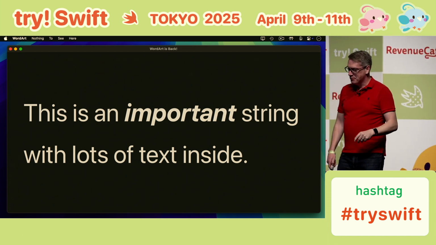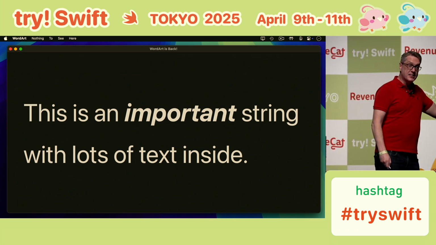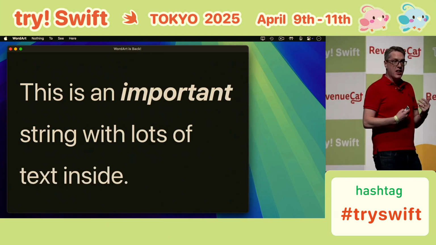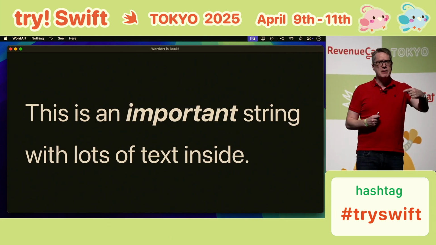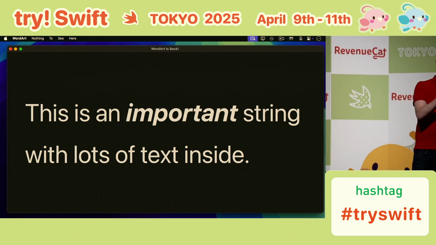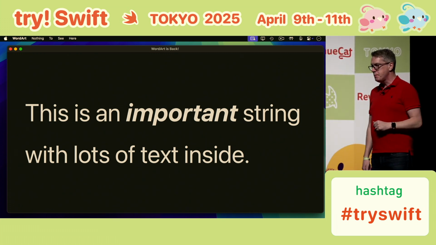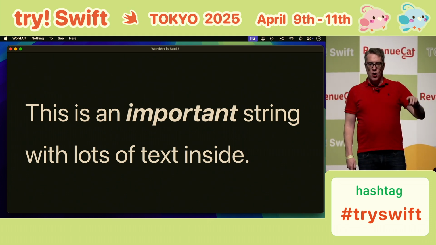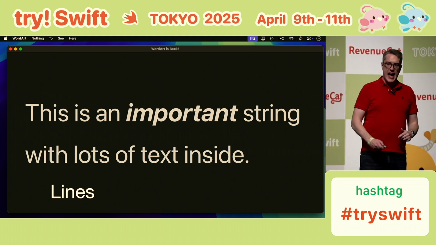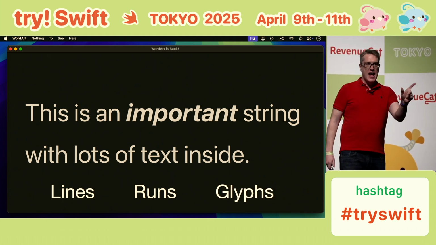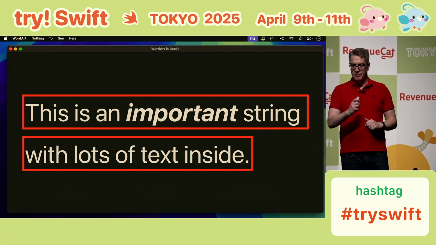I'm kidding. Look, this is live text, right? Which means as the window resizes, it'll reflow naturally in that area. But the question is, how does it become that way? How does our SwiftUI code get put into pixels on the screen? Well, behind the scenes, this gets broken down to three things. We have lines, we have runs, and we have glyphs. Let's look at what each of those actually mean.